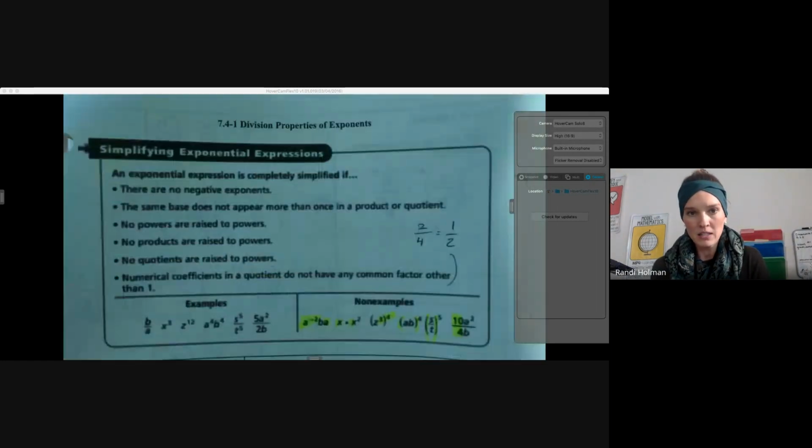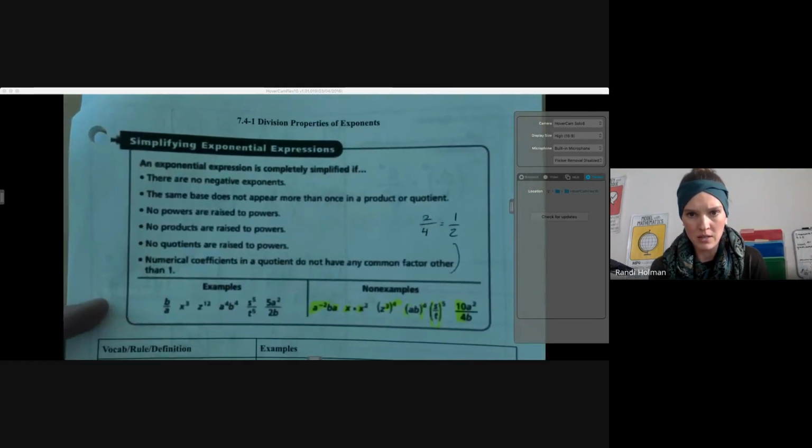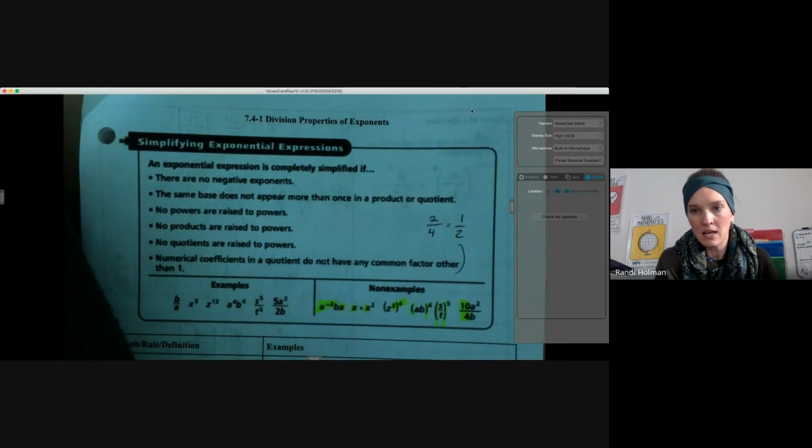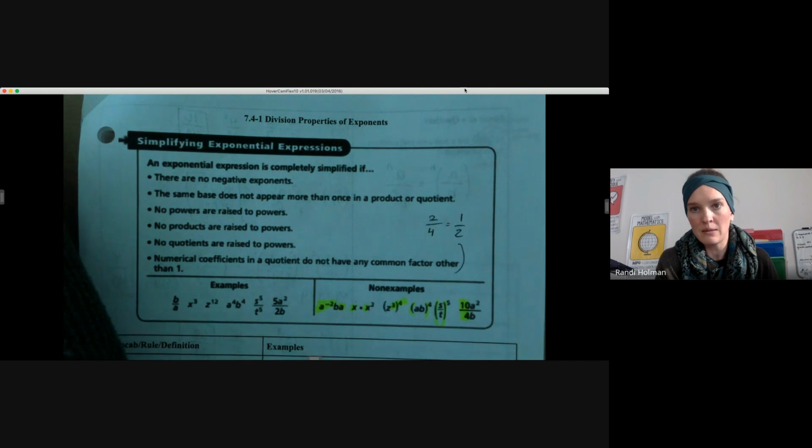Welcome. In this video, we're going to look at some simplifying with exponent rules combined. So to start this off, I just want to remind ourselves of the things that make exponents simplified. If we flip back to our division properties of exponents, we can look at what things make something simplified and what things we need to make sure that we do along the way here.